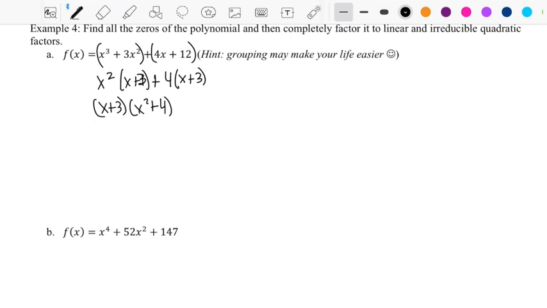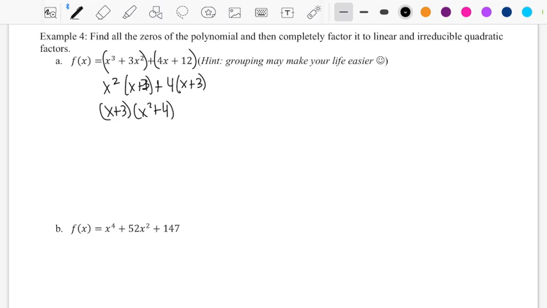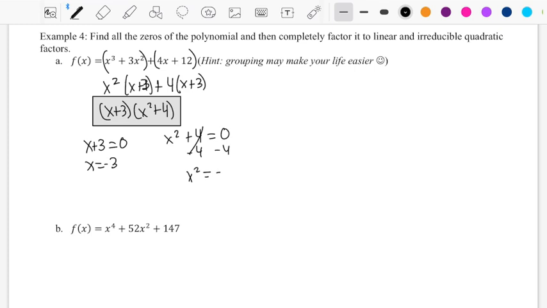Okay, now x squared plus 4 does not factor. When it says to factor into linear or irreducible quadratic factors, this is what it means. We can't factor any further. Now, this doesn't mean we can't find the zeros, though. So this one's 0 would be negative 3. This one, however, we have to do a little bit more work to get there. So we're going to have that x squared equals negative 4. So then x equals plus or minus the square root of negative 4. So of course we got to bring that negative out. So we're going to get plus or minus 2i.